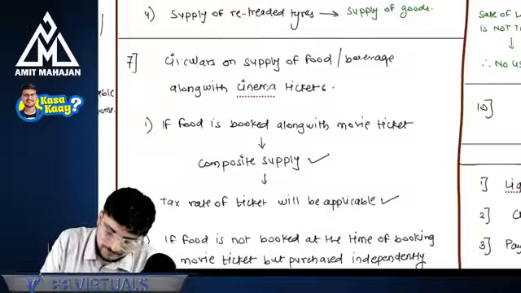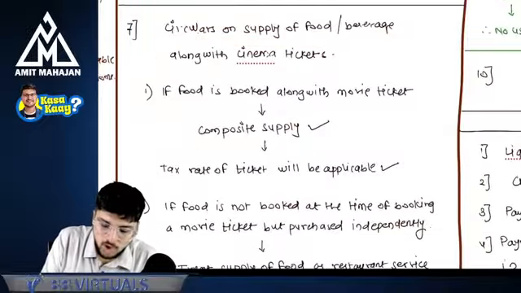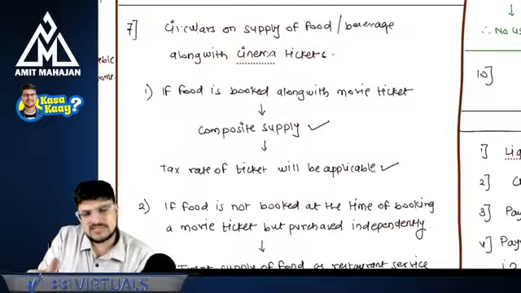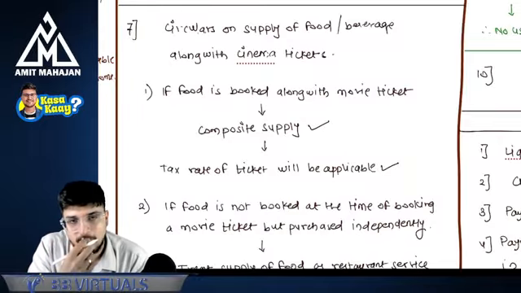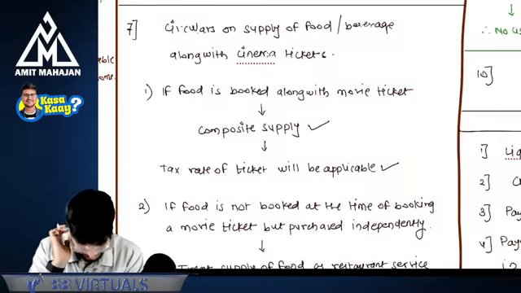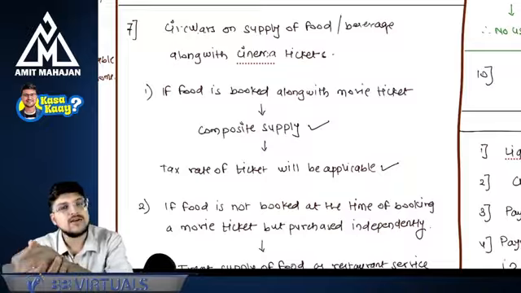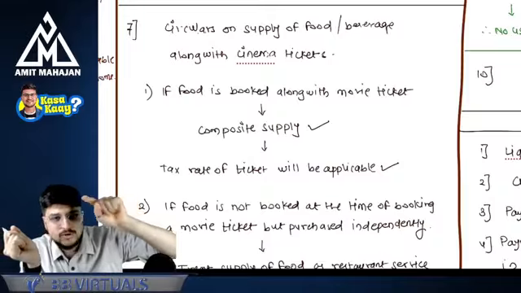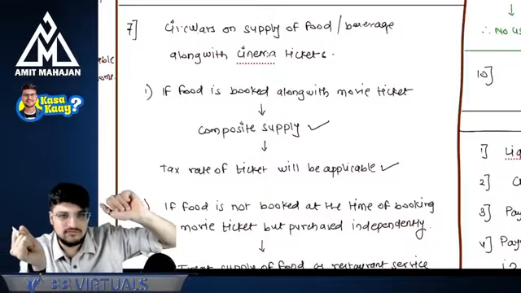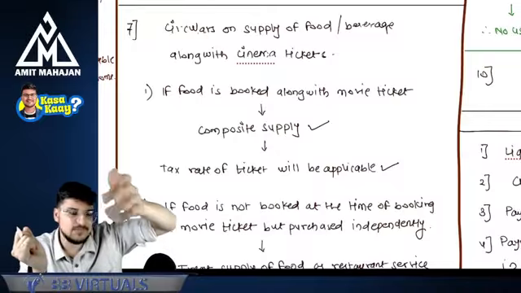Cool. Okay. Circulars on supply of food and beverage along with cinema tickets. Now, which is the latest movie which you have watched? Whatever it can be, you went on BookMyShow and you booked a ticket. While you were booking a ticket, you chose two seats, for you and your girlfriend, or boyfriend, as the case may be.